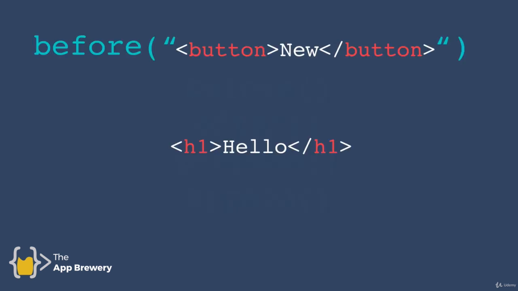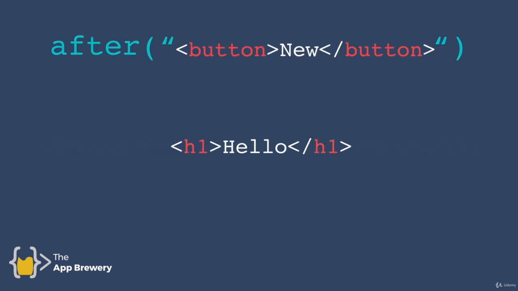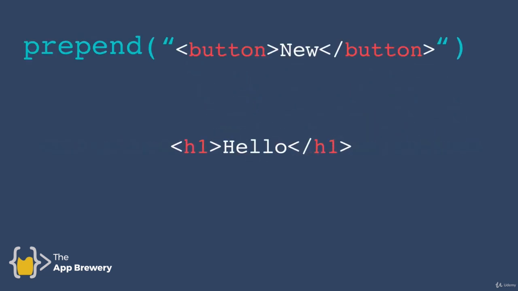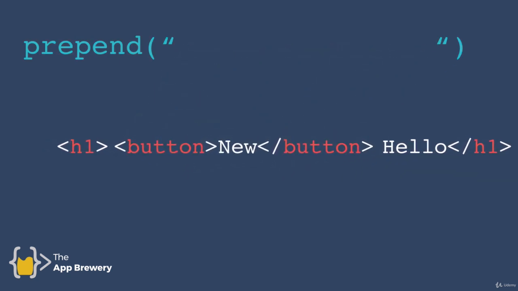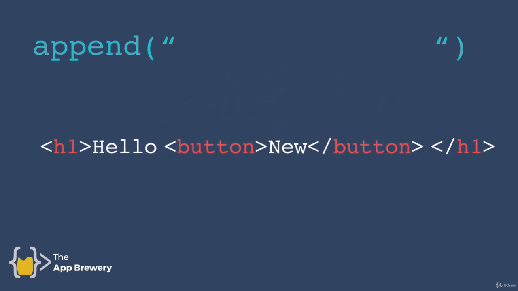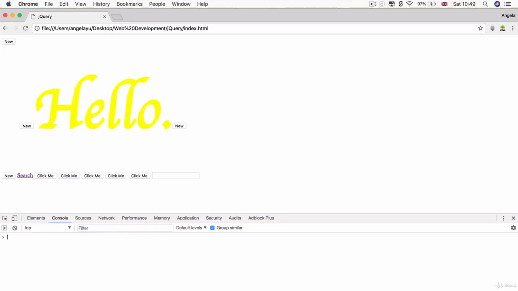So just as a reminder, the before method will add your new element before the opening tag of the selected element. So in this case, it was our H1. And the after method will add it after the H1. But the prepend and append are a little bit special. They'll add your element just before the content of the H1 and right after the opening tag. And append does the opposite, where it gets added after the content of your H1, but still inside the H1 element.